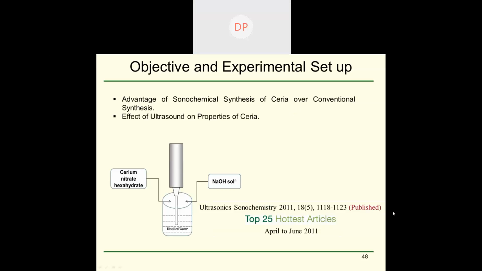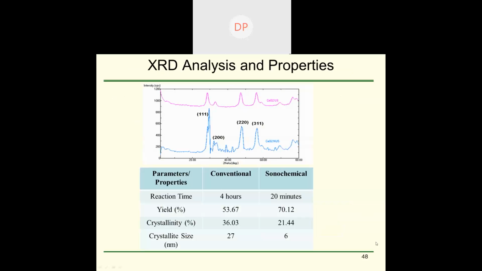Next slide, sir, please. Yeah, in this slide number 48, you can observe that in the same way, again, this is a precipitation type of technique. Cerium nitrate and NaOH have been taken, and we have varied the percentage amplitude and reaction time, and you can easily synthesize the ceria material, which is very important.